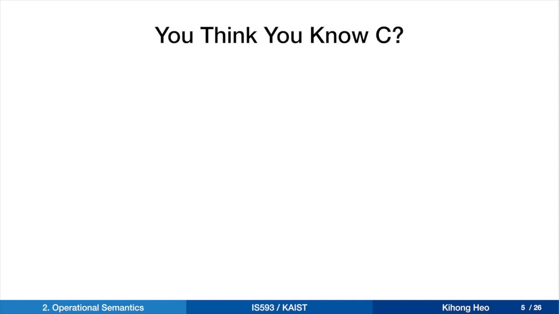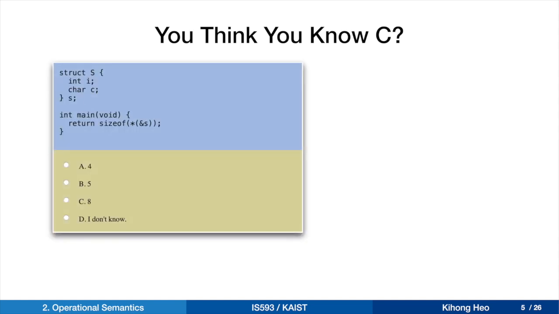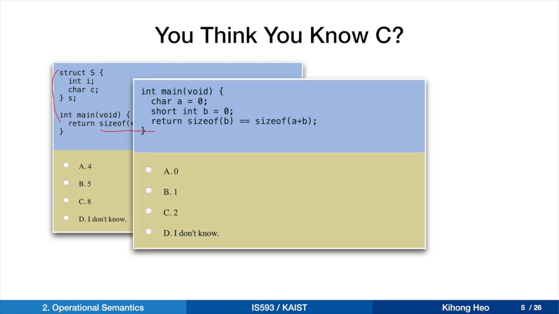So first, here is a simple C program. So the question is, what would be the return value of this main? Okay. Here is a simple structure definition, and we know how the sizeof expression works here. Okay. Then what is your answer? So keep the answer in your mind for a while. And let's see the next example.